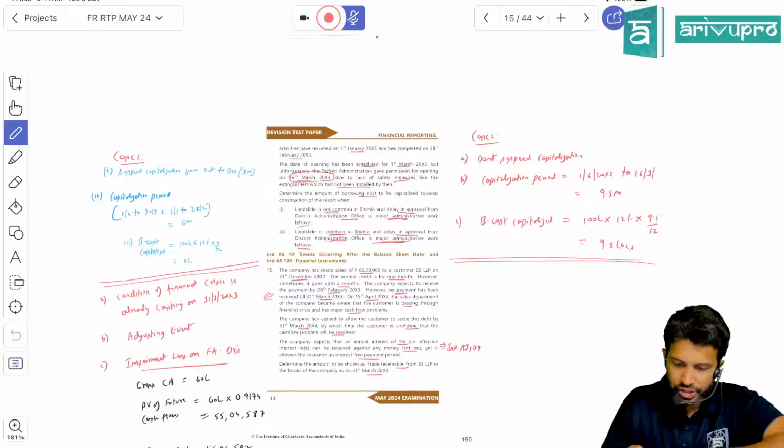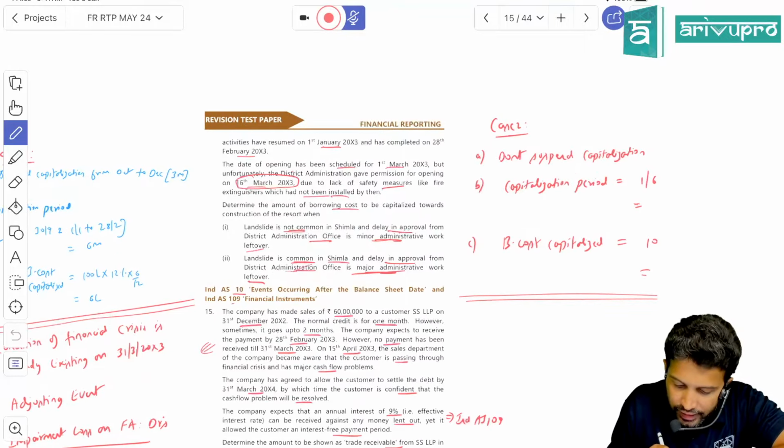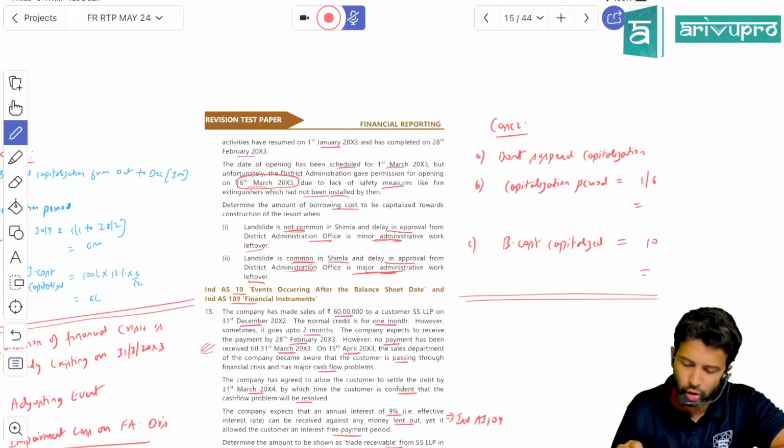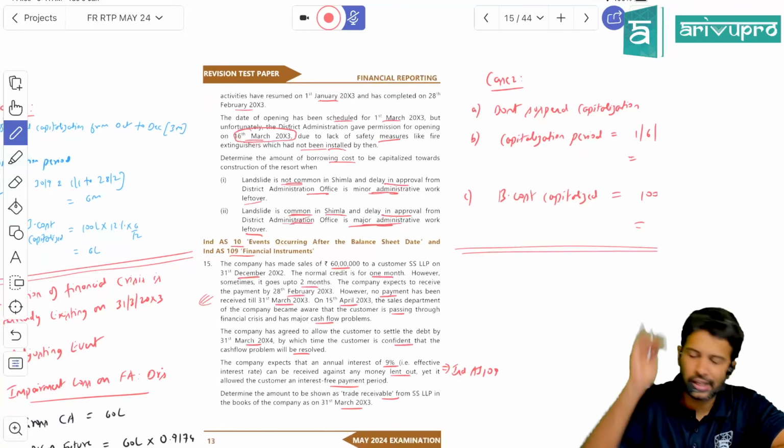Okay, the next question is an Ind AS 10 and Ind AS 109 combo question. Again, a good question, I would say. A simple one, but conceptually a good one.